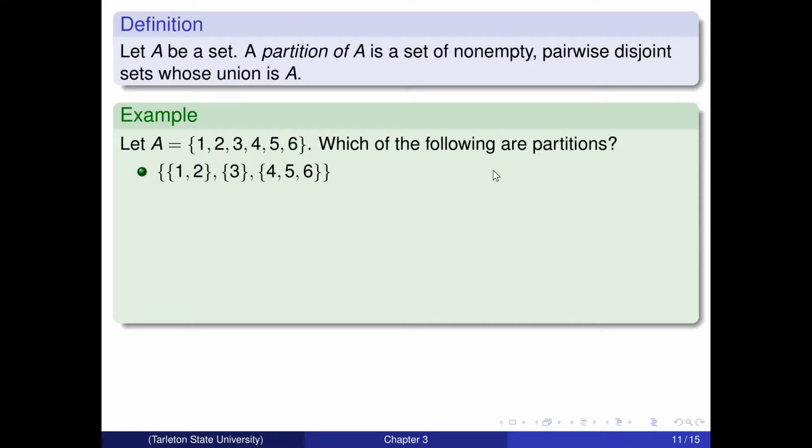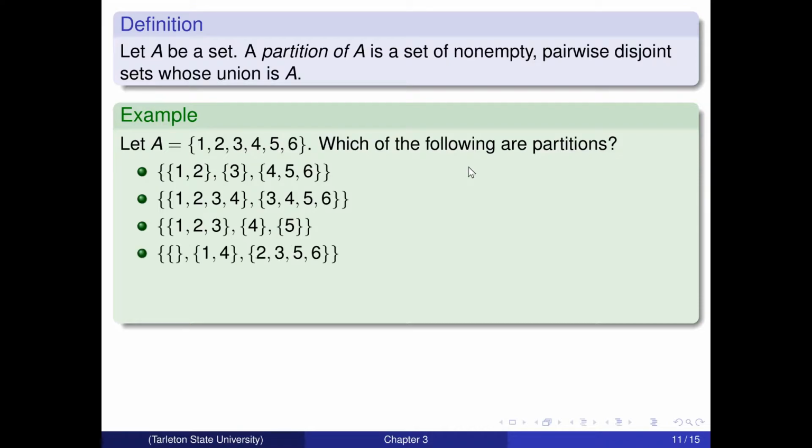Let's look at another example. Is this a partition? Well, these are non-empty sets, and the union of these sets is the whole space A, but they're not pairwise disjoint, right? They overlap, so this would not be a partition. What about this example? These are non-empty sets. They are pairwise disjoint, but their union isn't the whole space because the number 6 is not listed in any of these sets, so this is also not a partition. What about this one? Here we've got some sets that are pairwise disjoint, and their union is the whole space, but one of them is the empty set, and that's not allowed. So when you're dealing with a partition, every element inside of it is required to be non-empty.